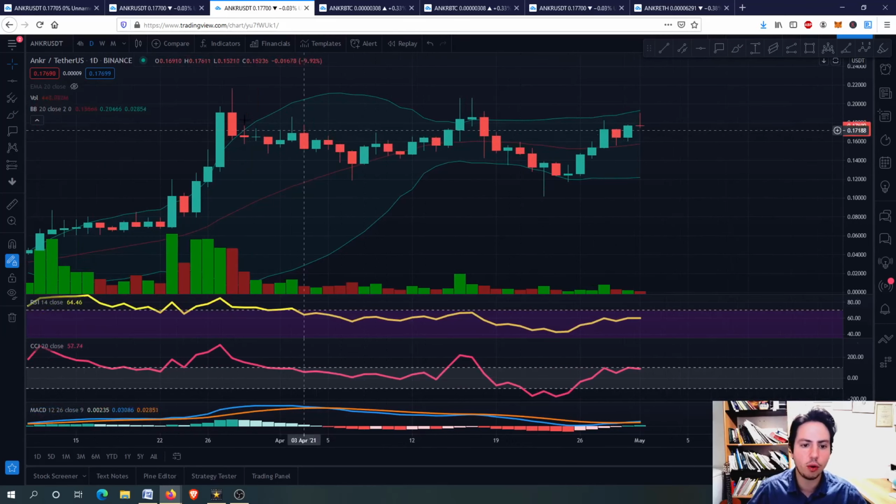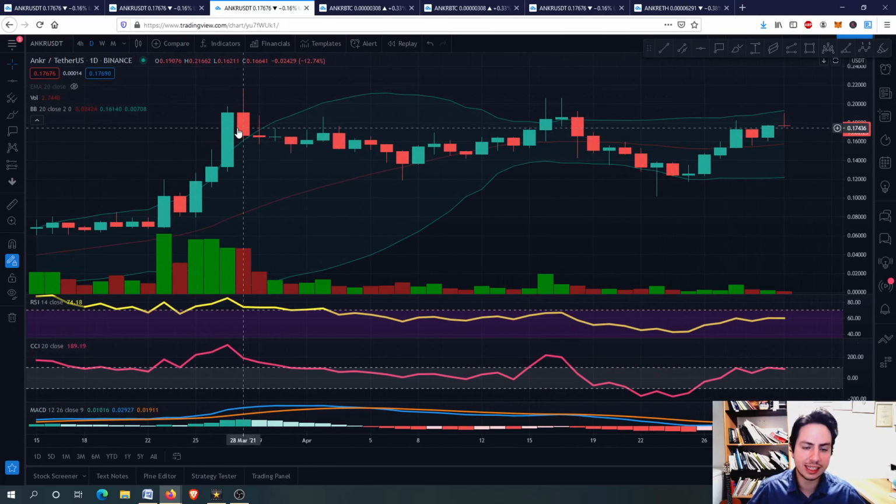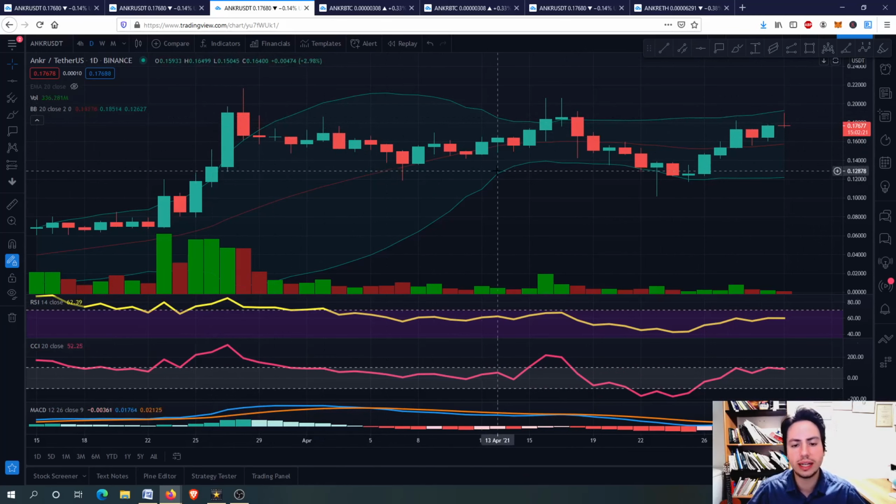Especially for the mid-term, you can see back there at 28th March we had a moment where we were extending the top Bollinger Bands, so we went back inside the Bollinger Bands again. And what I want to show you guys is this for the daily frame.